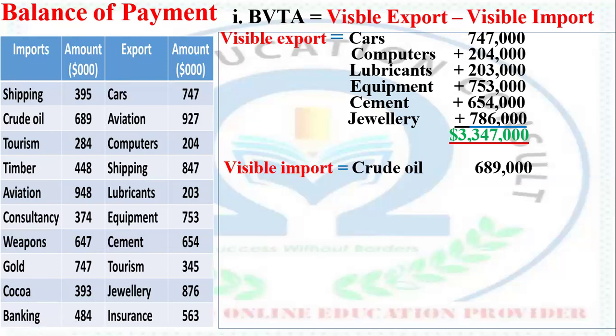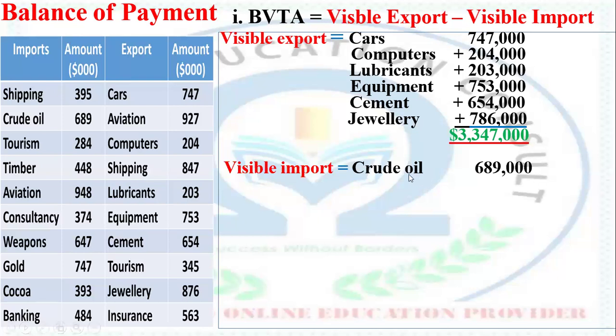So take note that we said the balance of visible trade accounts has to do with the difference between visible export and visible import. We have calculated the visible export. We now have to calculate the visible import. So I have identified one, identify the rest.